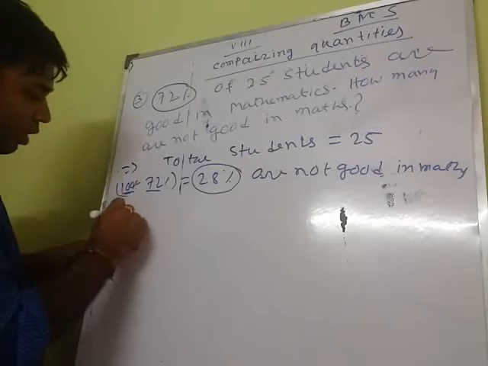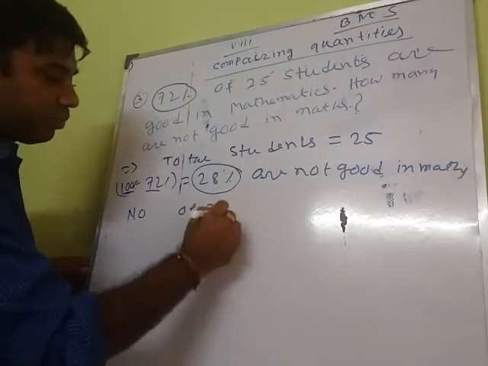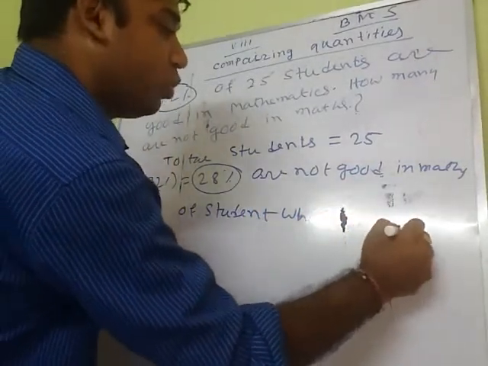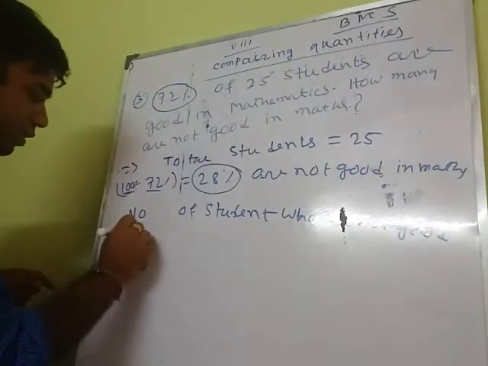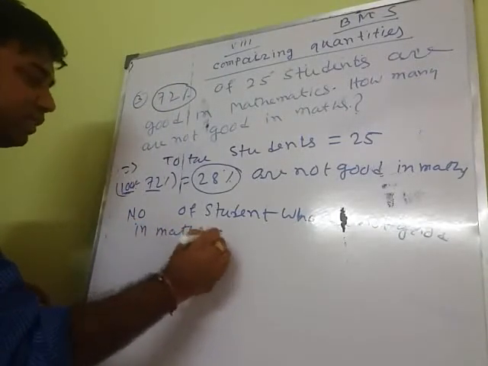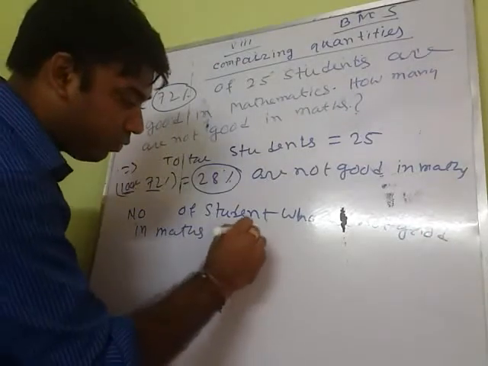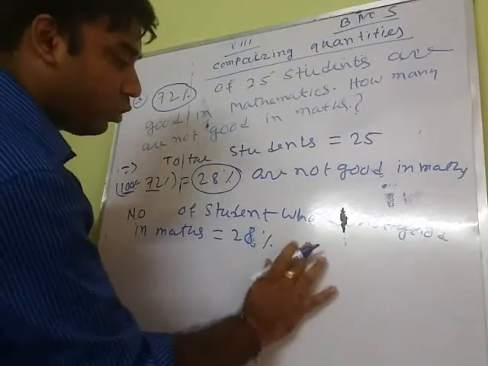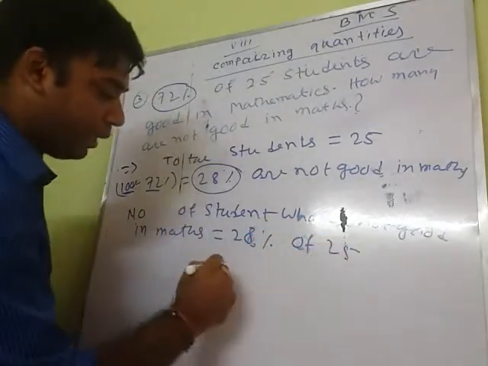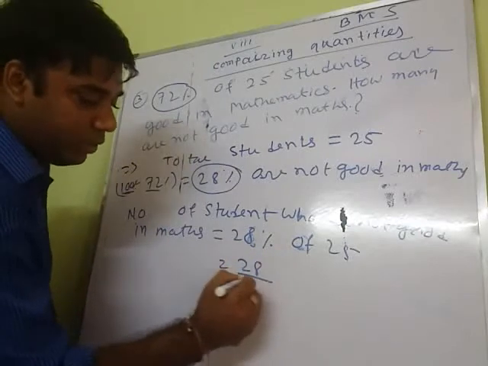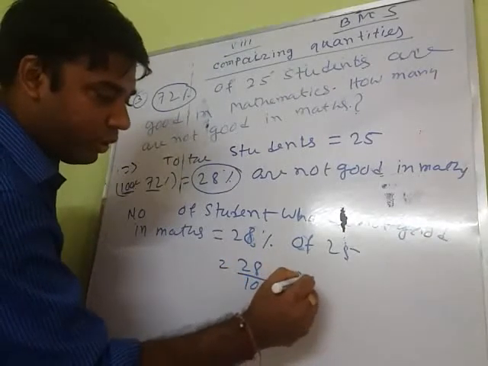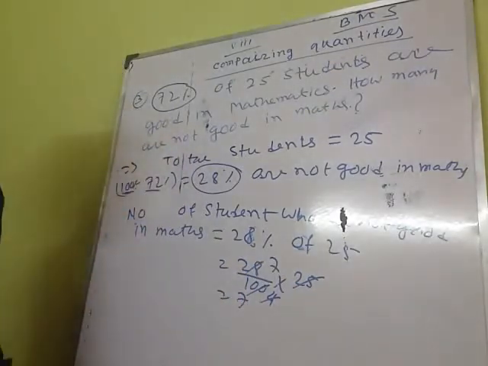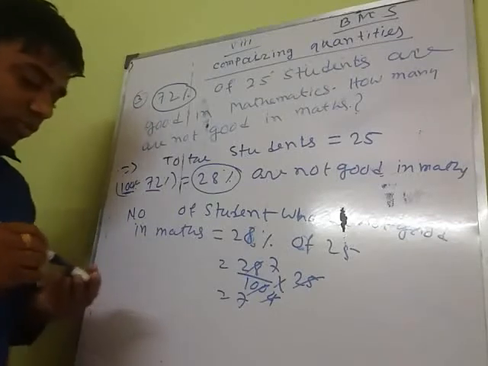Now 28% of the total students are not good. So the number of students who are not good in maths is 28% of the total students, that is 28% of 25. For removing the percentage sign, write 28 upon 100 into 25. That gives 7. So 7 students are not good in mathematics.